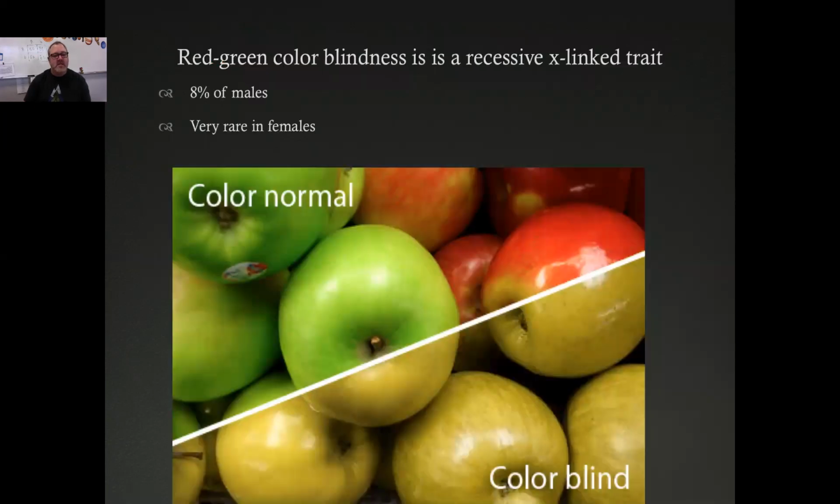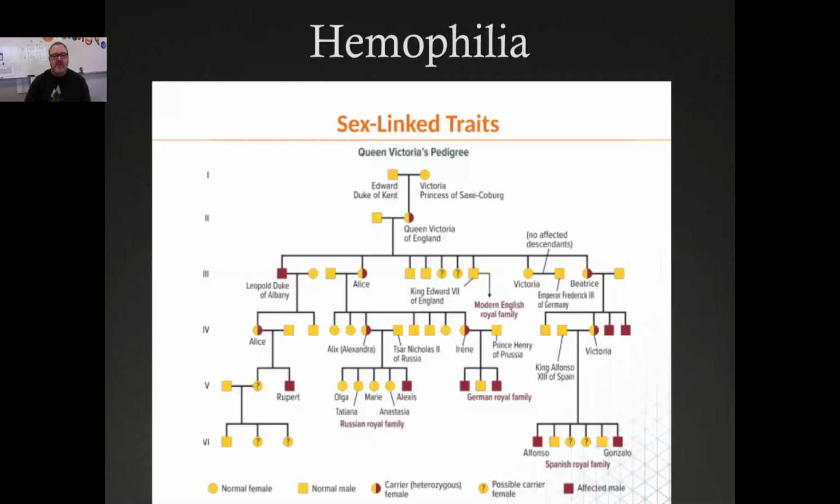Some of the things that are sex-linked would be color blindness. It's a recessive X-linked trait. 8% of males are affected by color blindness, and it's pretty rare in females to be colorblind.